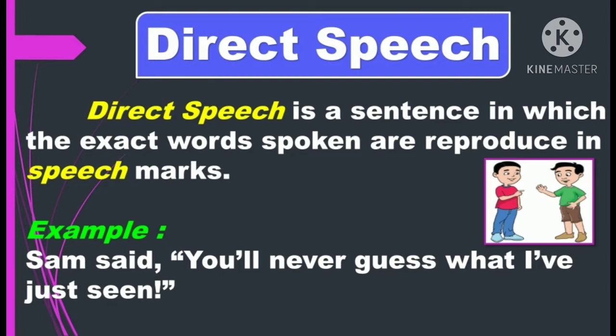Direct speech is a sentence in which the exact words spoken are reproduced in speech marks, also known as quotation marks or inverted commas. For example, Sam said, "You will never guess what I have just seen." In a simple way, we can say direct speech is a representation of the actual words someone said.